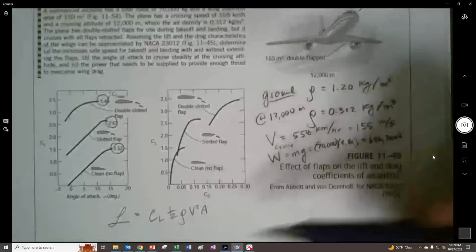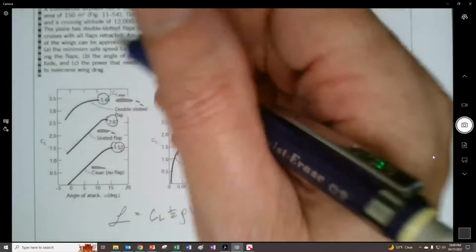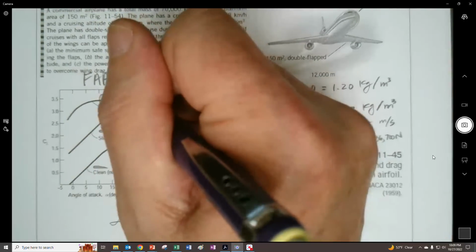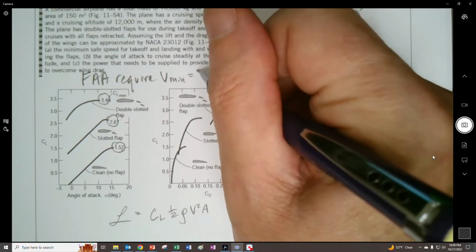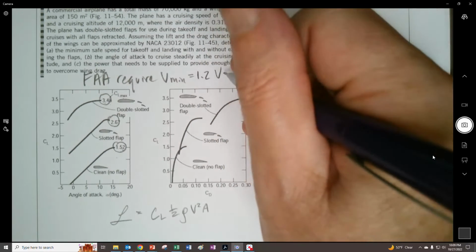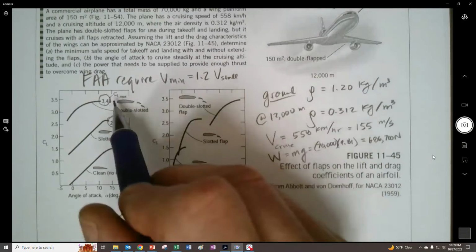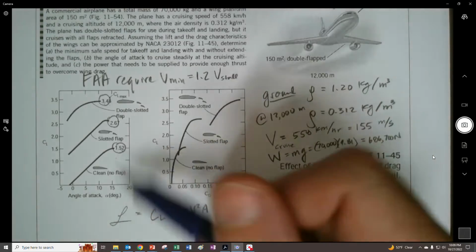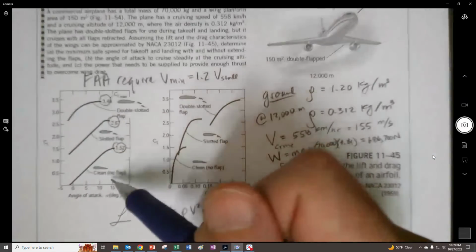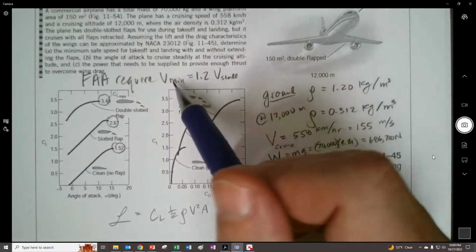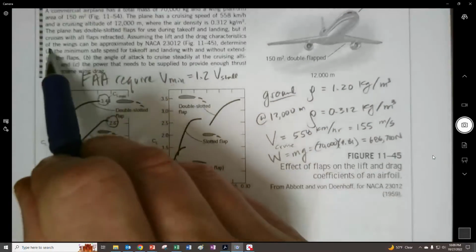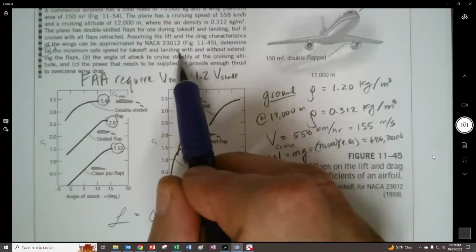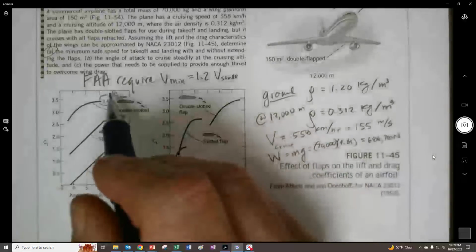Now, something you don't necessarily know because you didn't read the book, well, you could read the book, is that the FAA requires V min to be equal to at least 1.2 times the stall velocity. So we're going to find what the stall velocity is going to be at these two conditions, with and without the flaps, and then we're going to multiply it by 1.2 to answer this question: the minimum safe speed to take off and land with and without extending the flaps. So we want to avoid the stall condition there.